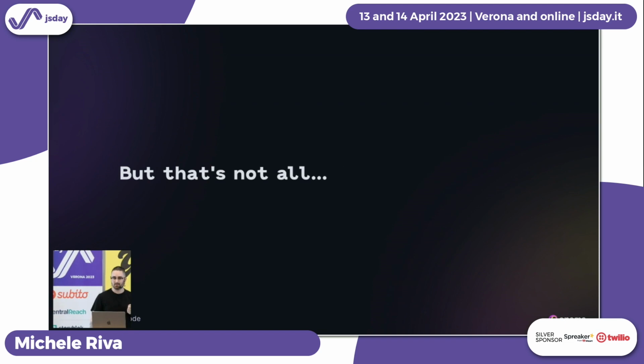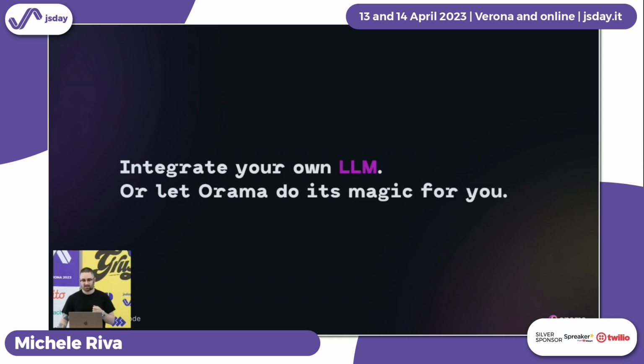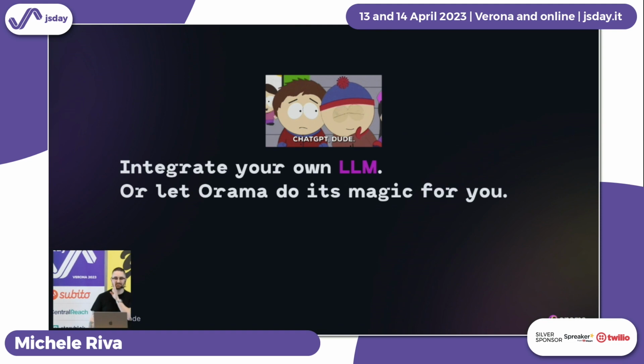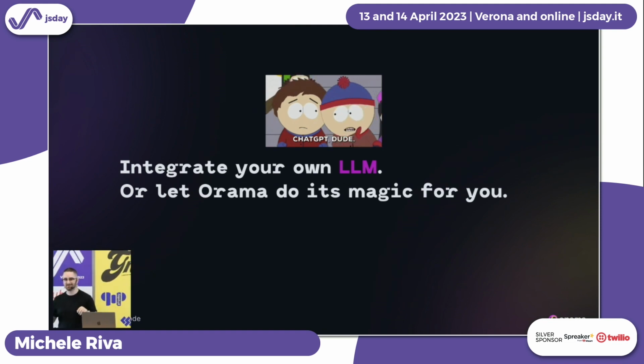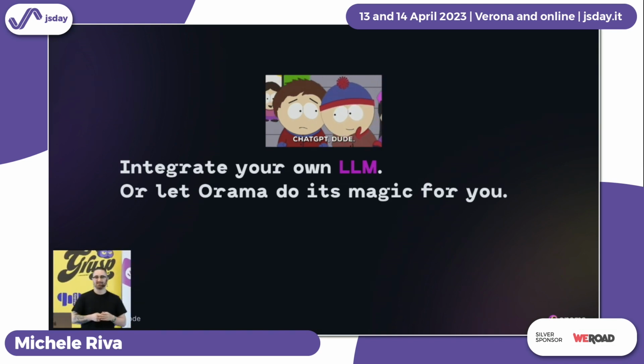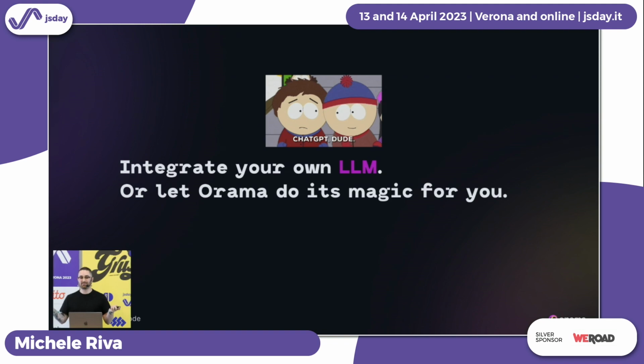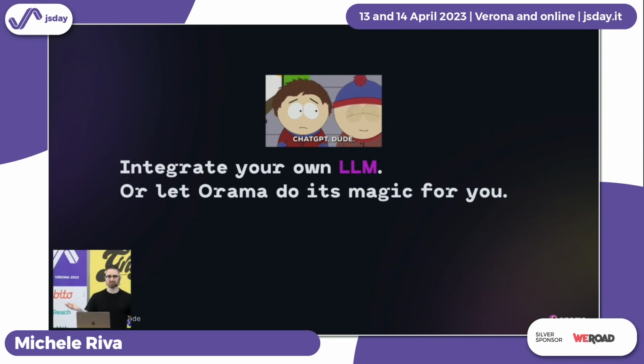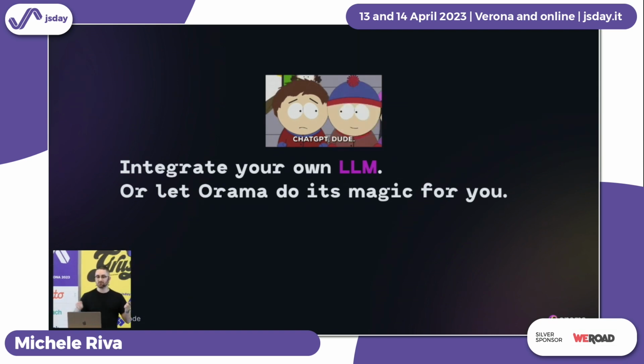But that's not all. If you'll be following Orama Search on Twitter, Instagram, whatever, I will be putting a QR code in just 1 second. You will see that sooner, you will be able to integrate your own large language model and let Orama do its magic for you. That's ChatGPT, which is not really blocked in Italy, but we can discuss this later. Right? So, if you have like 1,000 clients on your e-commerce, you can build 1,000 different indexes for each one of them and target every single user. You can also use your own large language model to do that.